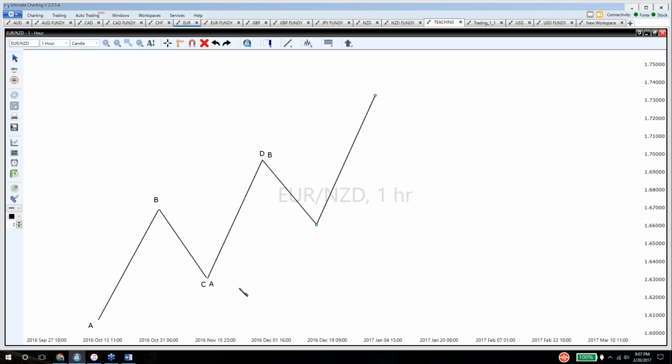In the downtrend direction, it's the same thing in the opposite direction. The market starts off at a high, moves down to a low price, pulls back or retraces, and then extends to create a lower low. A, B, C, D.